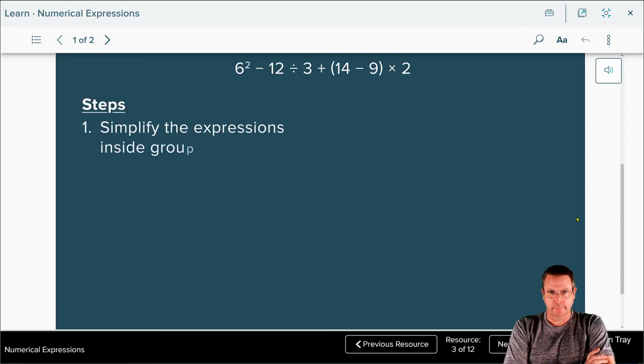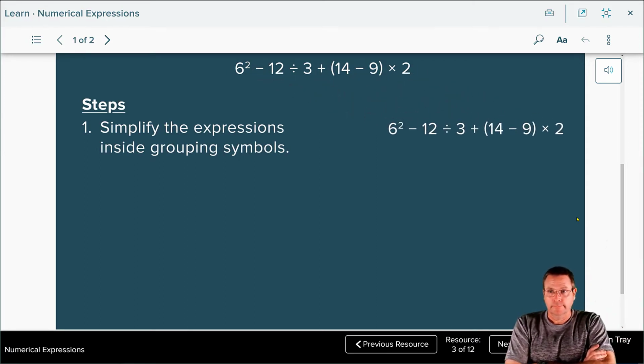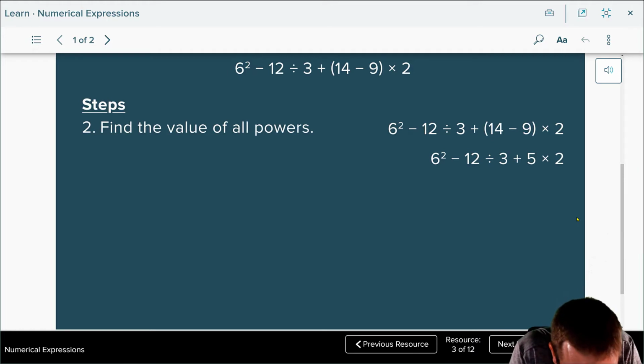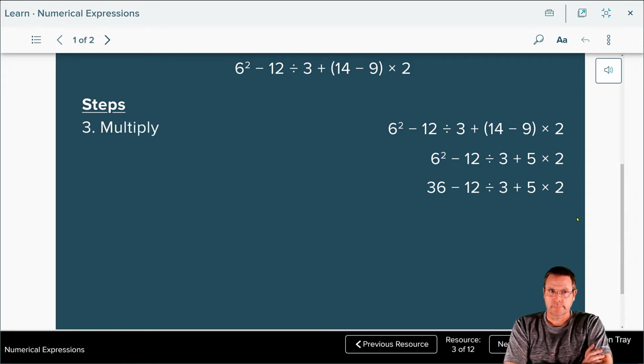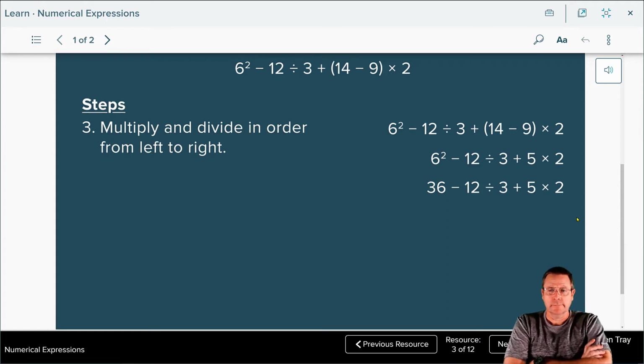First, look for any grouping symbols, such as parentheses. P. Simplify the expression inside the parentheses. 14 minus 9 is 5. Next, find the value of all powers. E for exponents. 6 squared is 36. Then multiply and divide in order from left to right. M and D. Start with the leftmost operation first, division. 12 divided by 3 is 4. Then multiply. 5 times 2 is 10.